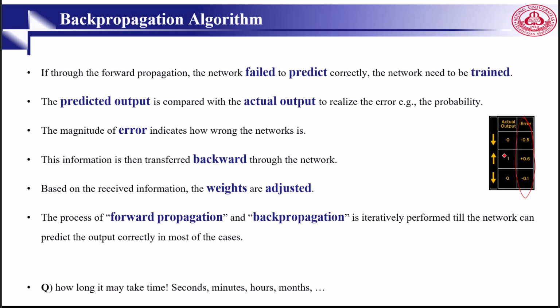Such information about the error is sent back, and we call it the back propagation algorithm. Then parameters like weights are adjusted based on the received information. Then again, we do forward propagation. Again, we calculate the loss, and if it is needed, we apply back propagation. So forward, backward, forward, backward. Iteratively, we perform them until convergence. How long it may take: seconds, minutes, hours, or days.